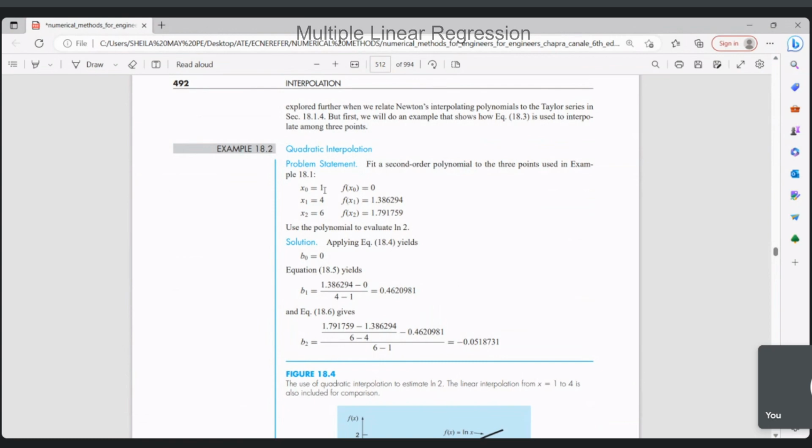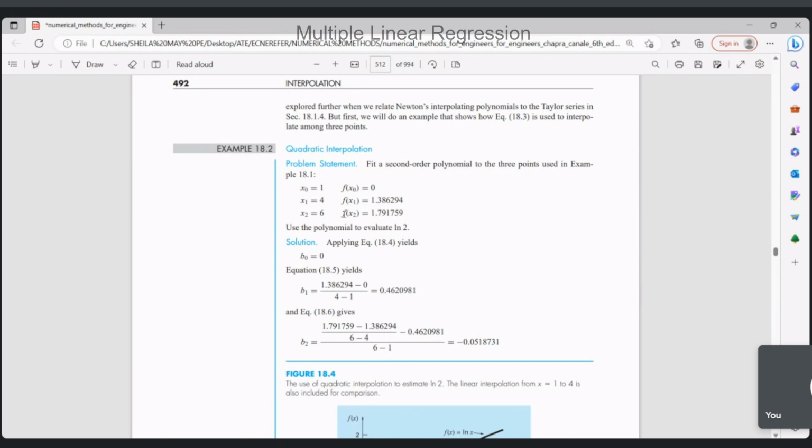Katong linear ganina. So, atong x sub 0 is equal to 1. Ang atong x1 is equal to 4. Ang atong x2 is equal to 6. Now, for the function of our x sub 0, that's ln of 1, so 0. ln of 4, that's 1.386294. And ln of 6, that's 1.791759. Use the polynomial interpolation to evaluate ln of 2.